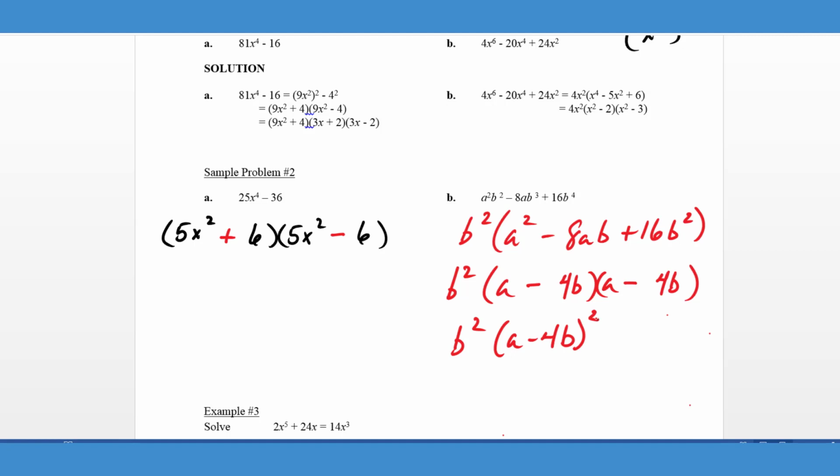Alright, so there's some quadratic factoring for higher degree polynomials.